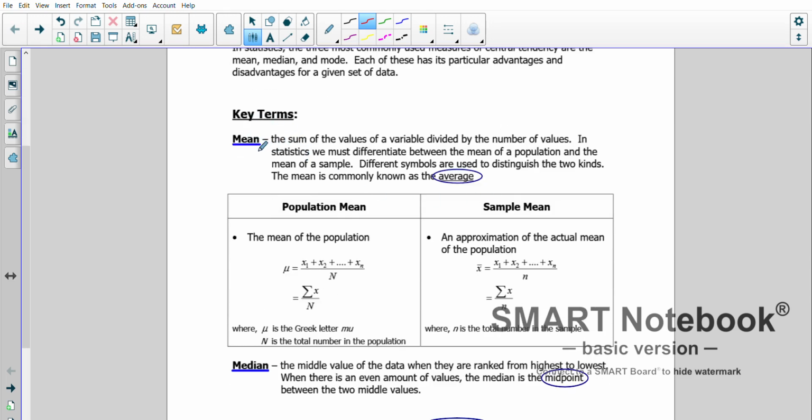These are just the definitions, and what I've done is I've circled here the main point. This explains how to calculate a mean. You add up all the values and divide by the number of values. The mean is known as your average.